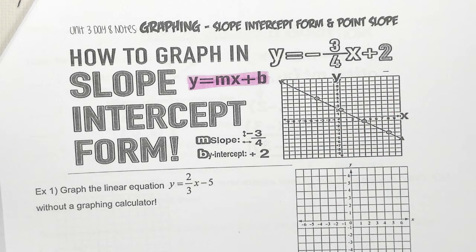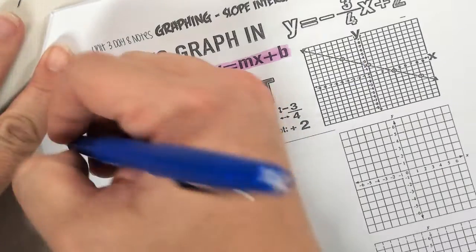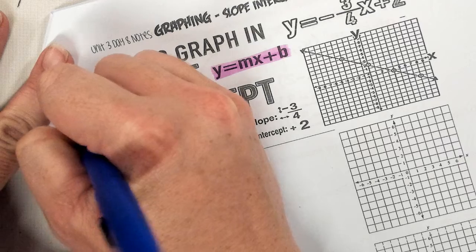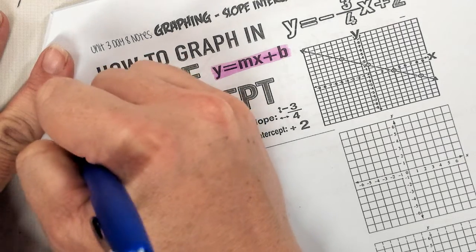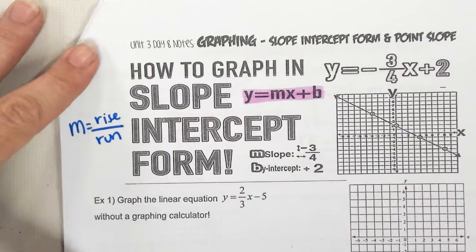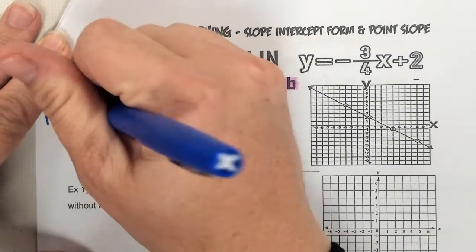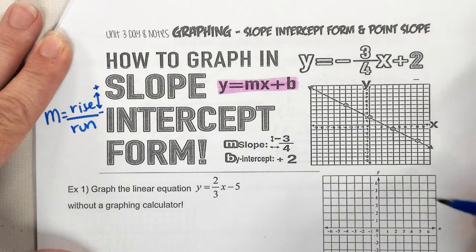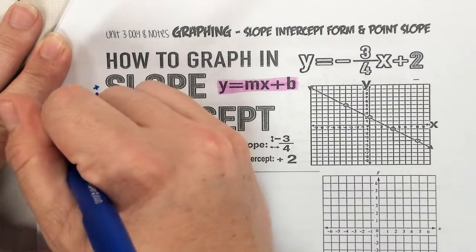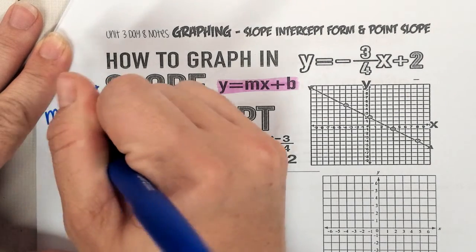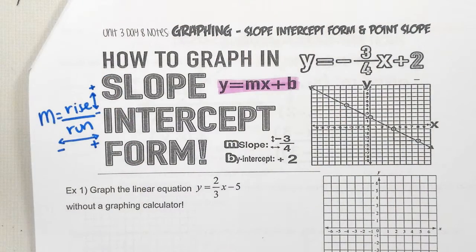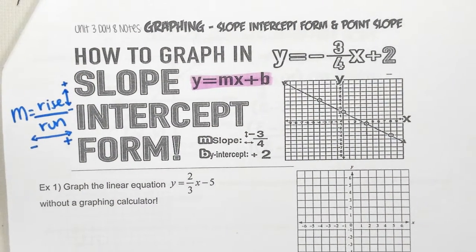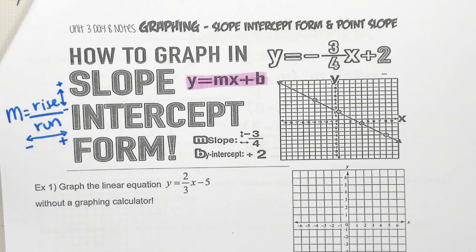Okay, knowing that, I want to remind you that slope is rise over run. When you go up, it's positive. When you go down, it's negative, yes? When you go left, it's negative. When you go right, it's positive. Things to remember about slope.